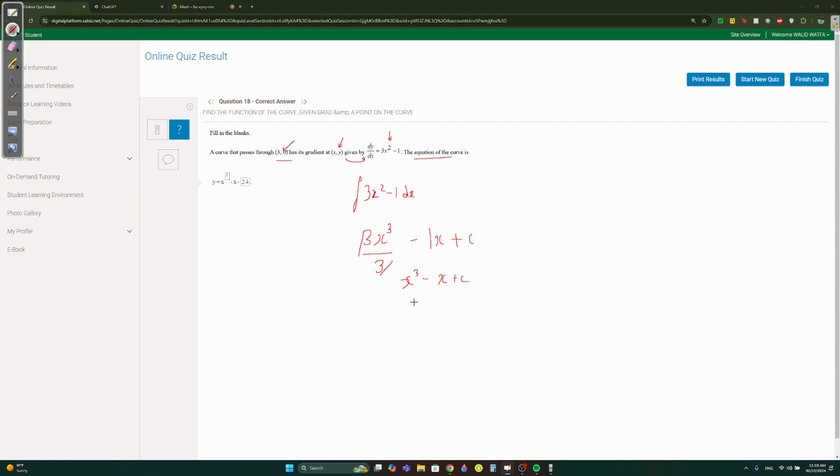So, x cubed minus x plus c, substitute 3. It's going to be 3 cubed minus 3 plus c is equal to 0. So you're going to get 27 minus 3, 24 plus c is equal to 0. So c is equal to minus 24. So you're going to get x cubed minus x minus 24. This is your equation.